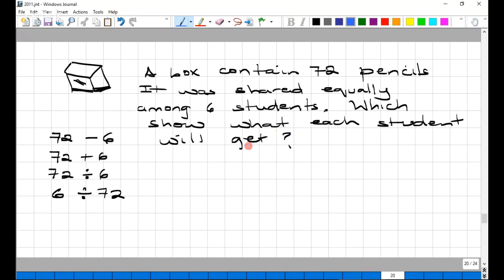All right, let's go. Mr. Sharp, a box contains 72 pencils. It was shared equally among 6 students. So 72, and it was shared among 6, which shows what each student will get. So which one of these will show what each student will get?